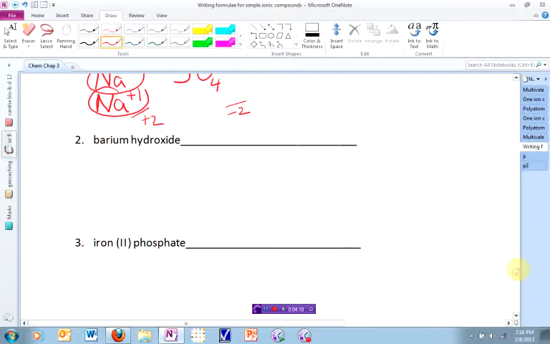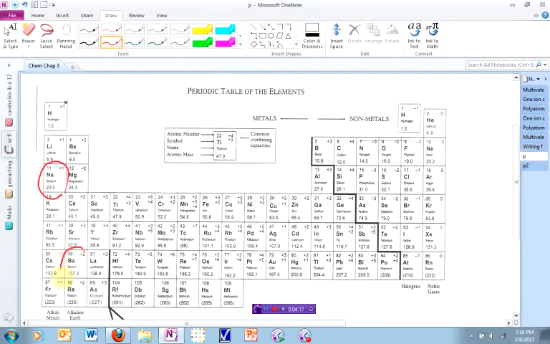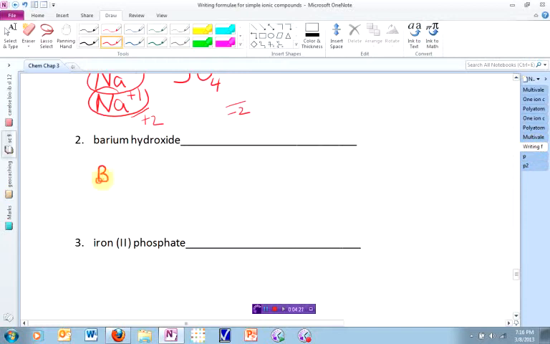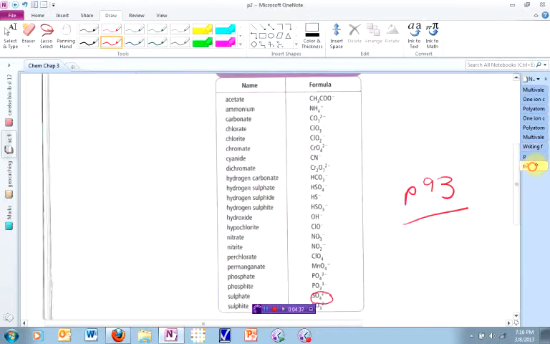Next, let's try barium hydroxide. So barium on the periodic table, Ba+2. Hydroxide, you'll probably not recognize that. You'll see the IDE and maybe look for it on the periodic table, but after a few minutes of searching, you won't find it. And then you'll think, what about the back? And sure enough, here's hydroxide, OH -1.